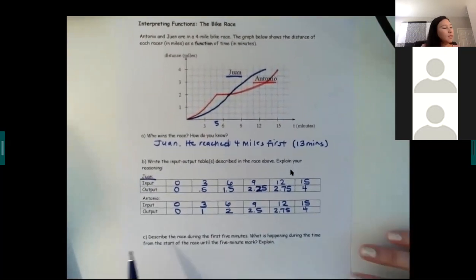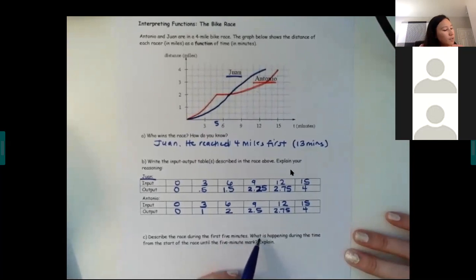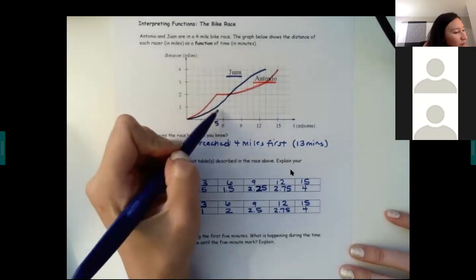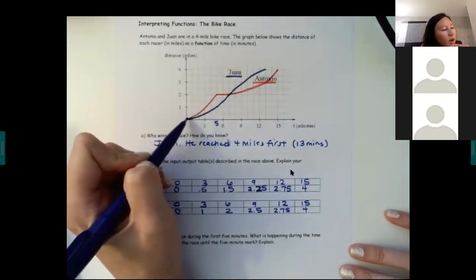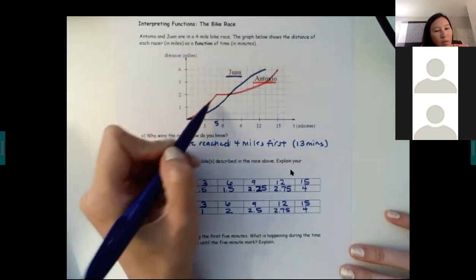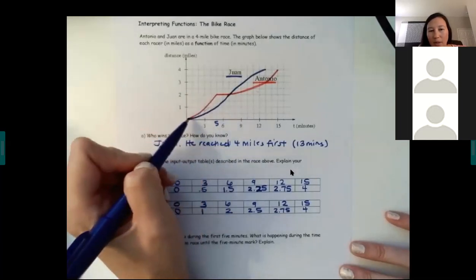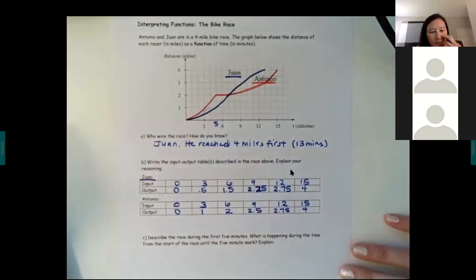Okay, then C tells us to describe the race during the first 5 minutes. What is happening during the time from the start of the race until the 5-minute mark? So we kind of talked about that at the beginning. Here's the 5-minute mark. So Antonio, see how his line's steeper? That means he started off much faster. So the steeper the line, the faster they're going.